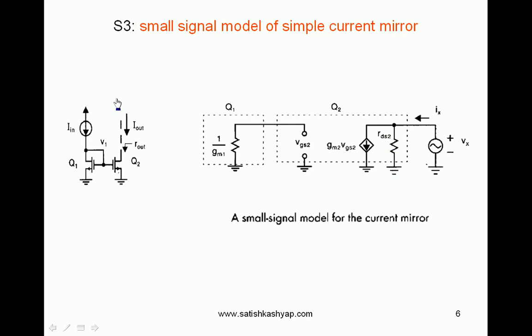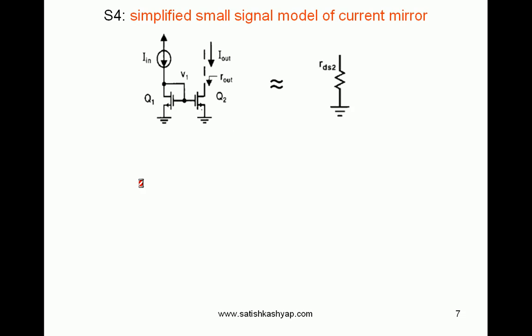So the entire simple current mirror can be treated as an equivalent resistor, and the value of this resistor is the output impedance of Q2. Remember that one. The output impedance of Q2 is nothing but the output impedance of the current mirror. So this is the final conclusion. The entire simple current mirror can be replaced anywhere with a single resistor whose value is nothing but the output impedance of the Q2 transistor.